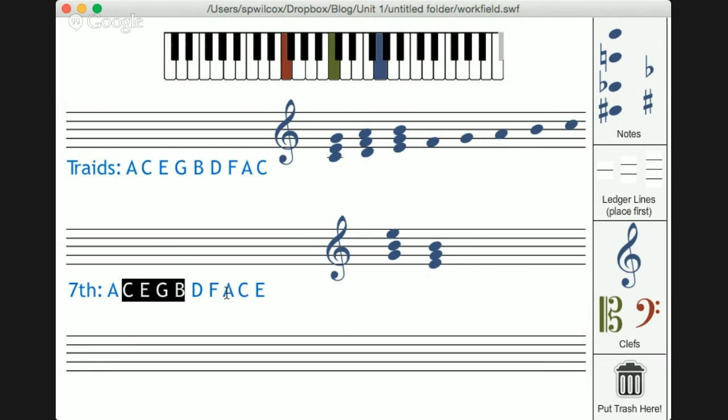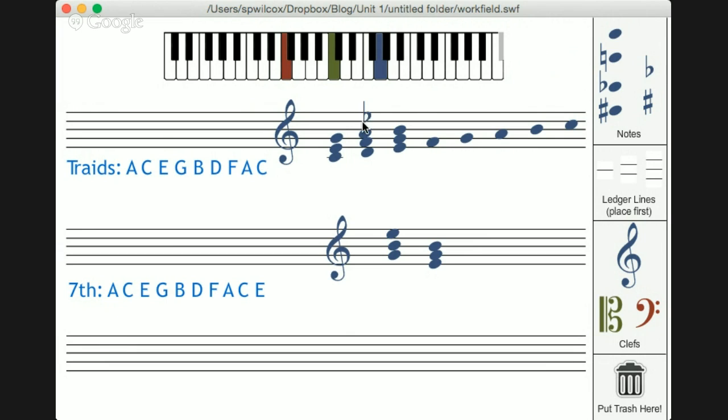C, E, G, B, F, A, C, A, C, E. If I went to one more, A, C, E, G, then I'd get back to this initial. So this is all the possible stacks of thirds in our seventh chords. So those are kind of critical. You really want to remember those.